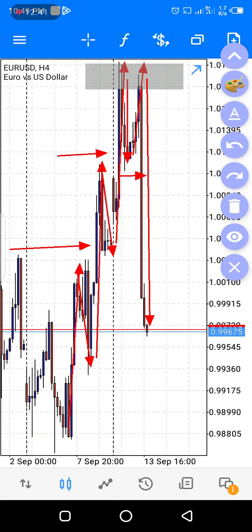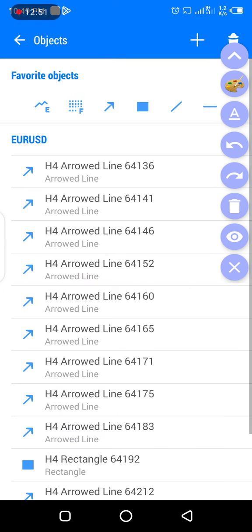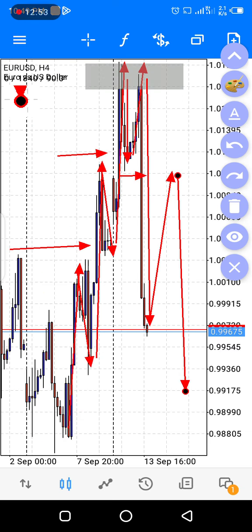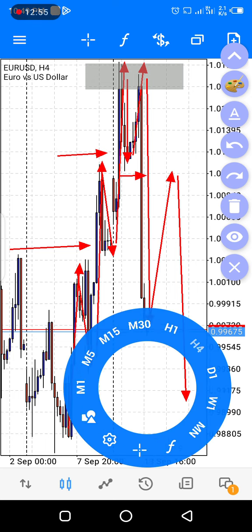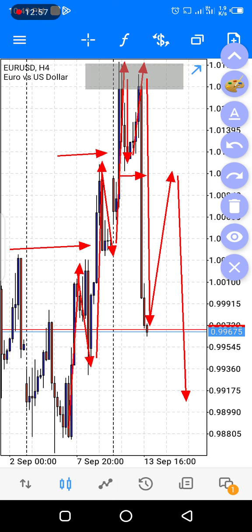So what should we expect? Now the direction of the price has changed, so we should be expecting a little push to the upside, then another drop to the downside, to break the structure of this low here. So that is how price moves, regarding market structure.